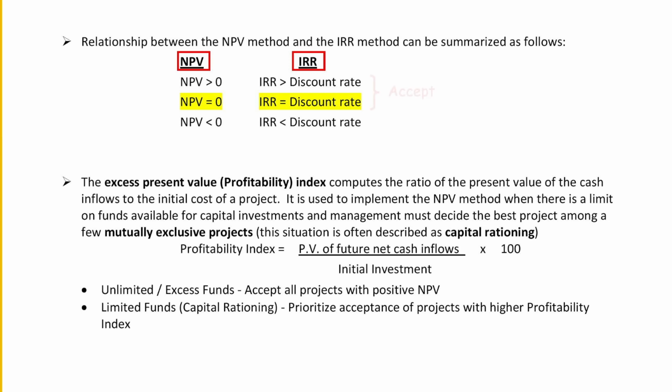Put a bracket there and write accept. So you accept the project if NPV is 0 or positive. That means IRR is greater than or equal to the discount rate or the hurdle rate. But if NPV is less than 0, that means NPV is negative. That means the IRR is less than the discount or hurdle rate, and we write reject the project.